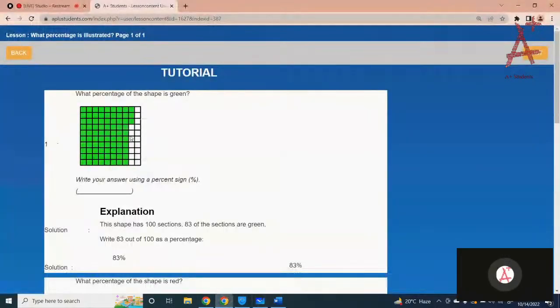Okay, let's start with this one. What percentage of the shape is green? So you need to count the squares that are colored green. Just count the rows: 1, 2, 3, 4, 5, 6, 7, 8. 8 complete rows are green, and 1, 2, 3. That means 83% of the shape is green. Got it?